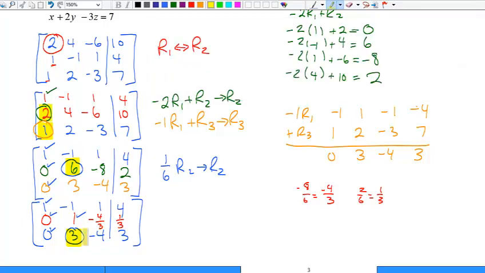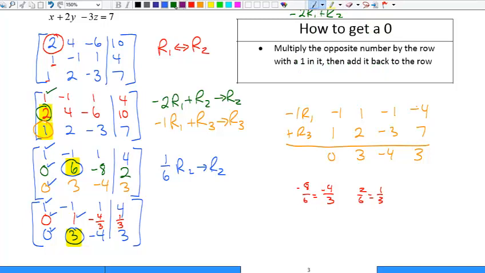All right, if I follow my instructions about how to get a 0, and I do it in the right order, I won't mess up any of the 1s and 0s I've already had. So to get a 0 here, I'd have to take the opposite sign of positive 3, which is negative 3, times the row with the 1 in it. Now the row with the 1 in it, I know it looks like both of the elements above the 3 have 1s in it, but we're talking about the ones down the diagonal here. So in this case it has to be row 2. So negative 3 times row 2, which is the row with the 1 in it, added back to the row.